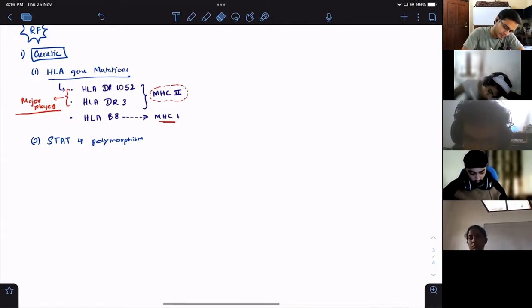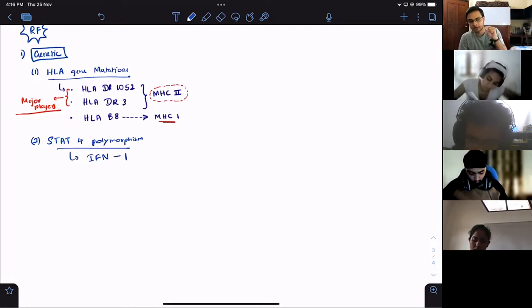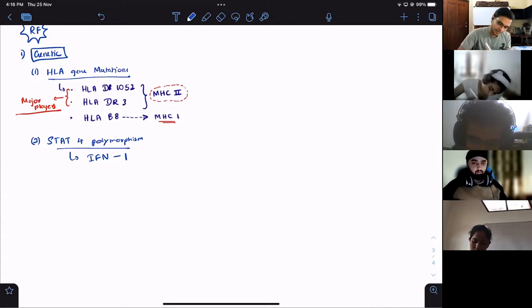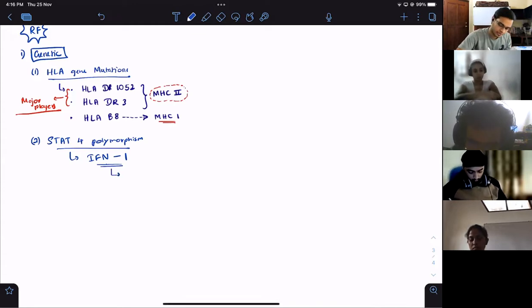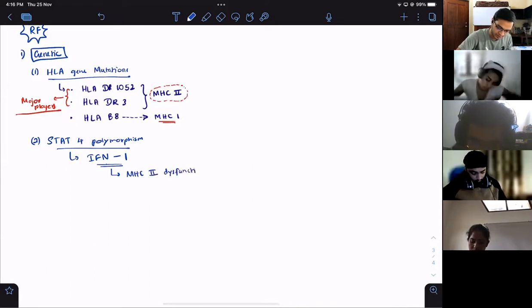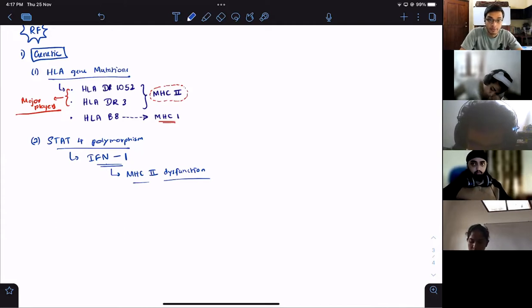I'm not sure. Guys, do you all remember we talked about when there is STAT4 polymorphism, we said there is a problem with interferon, specifically interferon type 1? Interferon type 1 is essential for MHC function. So when there are abnormalities regarding STAT4, there is going to be again MHC class 2 dysfunction, right? We talked about these in SLE. The same things apply here, guys. Same mechanisms. These diseases have very similar underlying mechanisms.